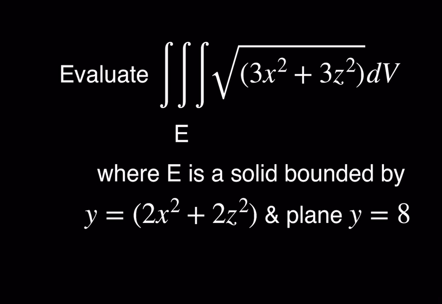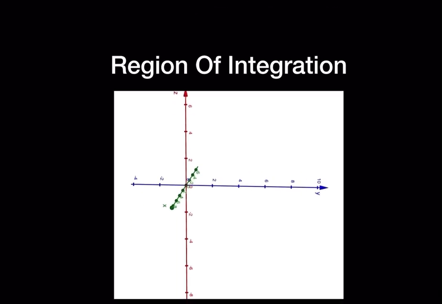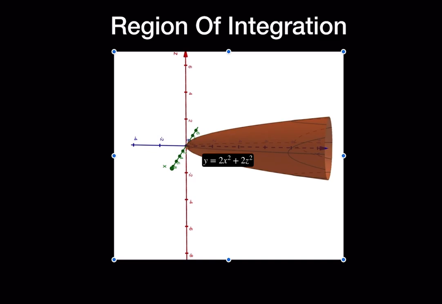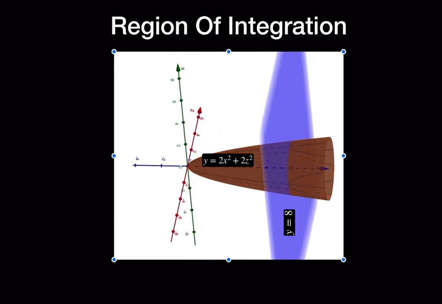Evaluate the given volume integral of square root of 3x² + 3z² over E, where E is a solid bounded by y = 2x² + 2z² and the plane y = 8. Let's decide the region of integration first. This is y = 2x² + 2z². This is the y = 8 plane. And the required region is as shown.